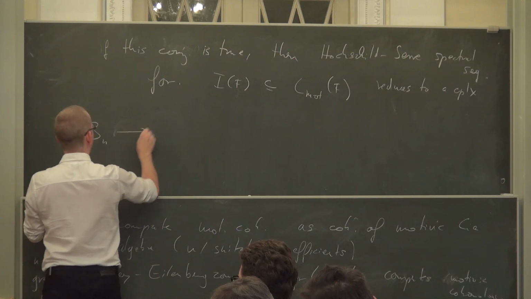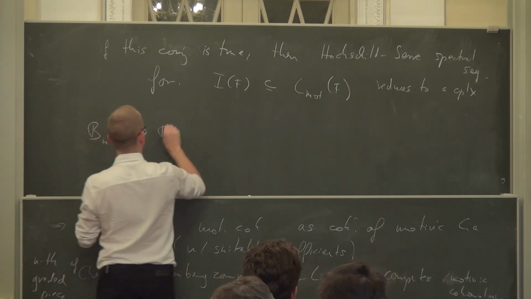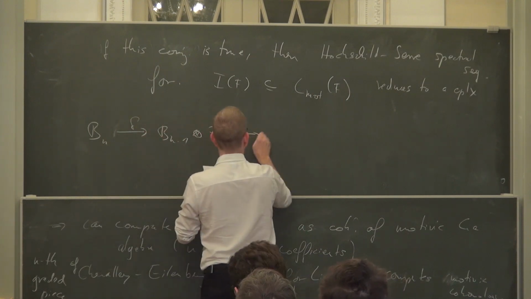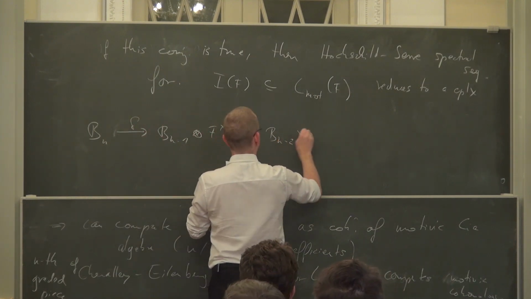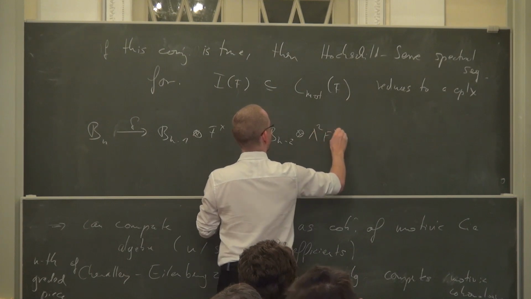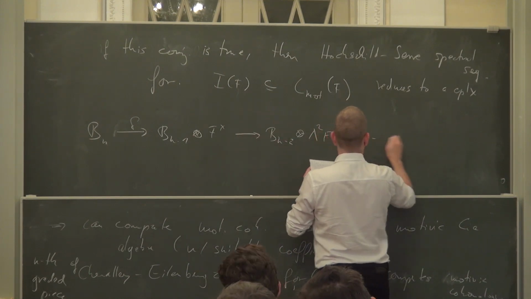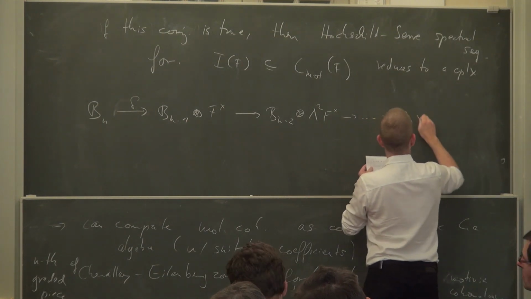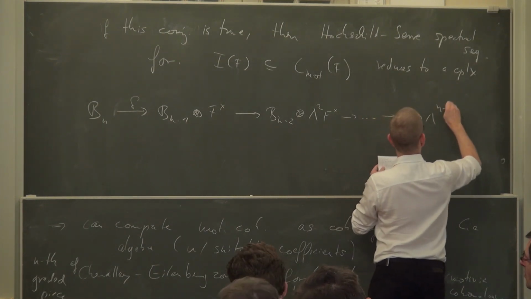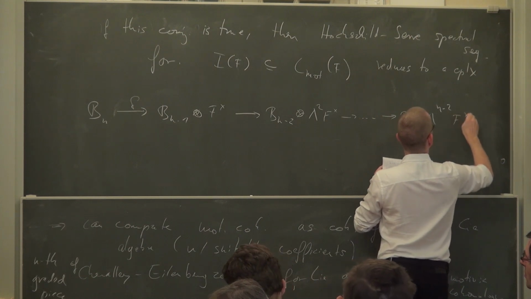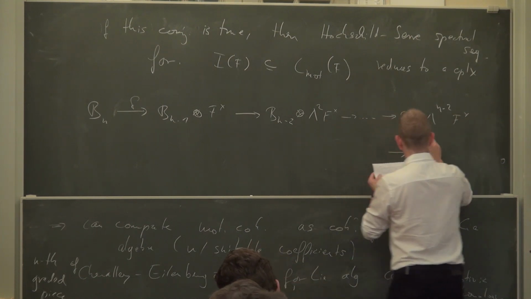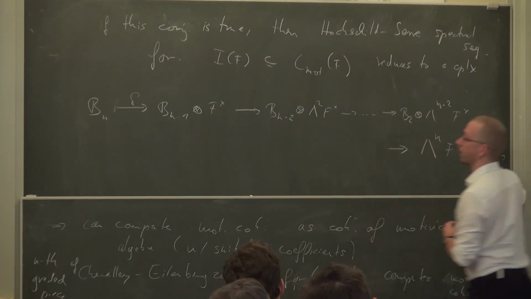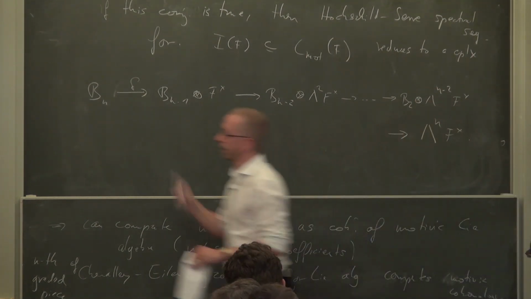So we have the nth Bloch group, and then we have a differential going to the n minus 1th Bloch group tensor f star, B_{n-2} tensor lambda 2 f star, and so on, until we get to B2 tensor lambda n minus 2 of f star, the exterior power, and finally we go to lambda n f star. So this is it. Right?